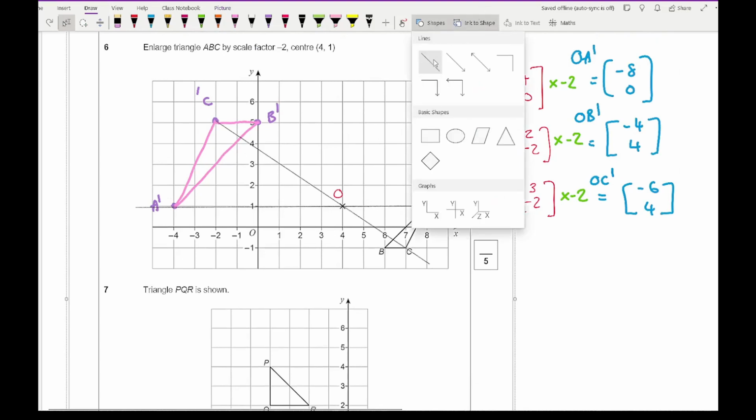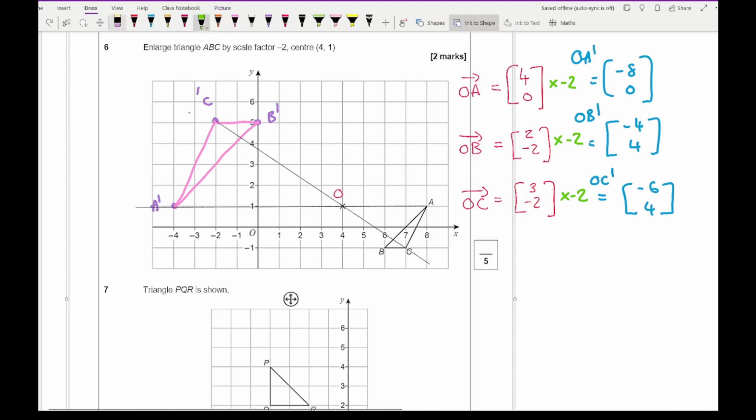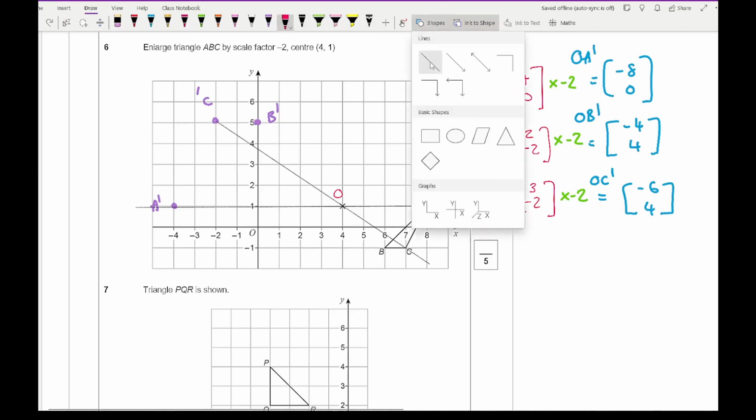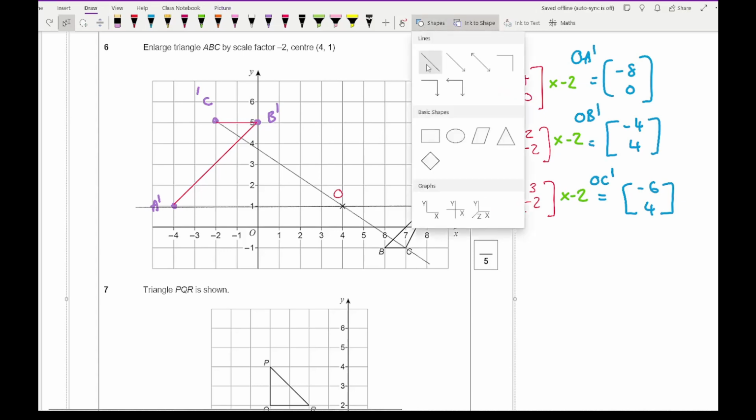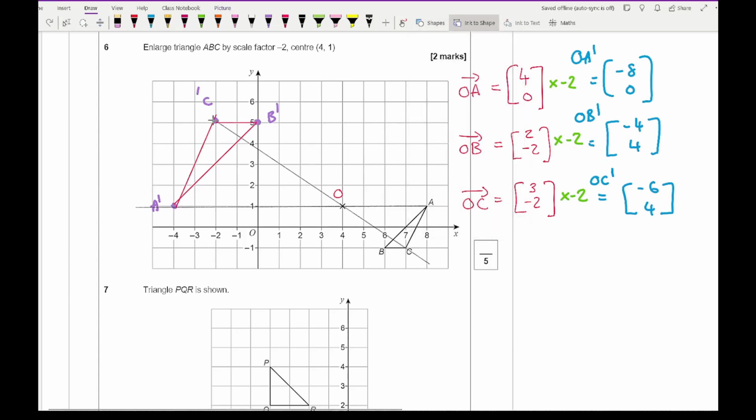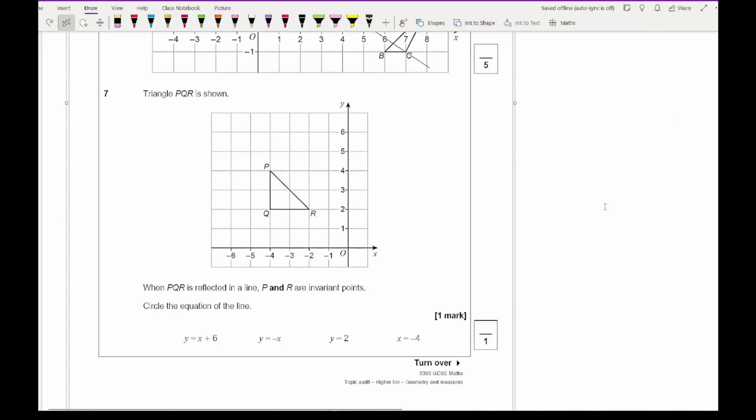So let me just show a good example of doing just that without deleting my projection lines. So let's do it in red. And there we go.